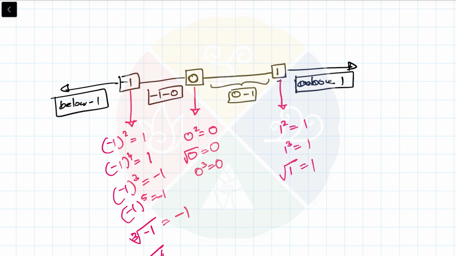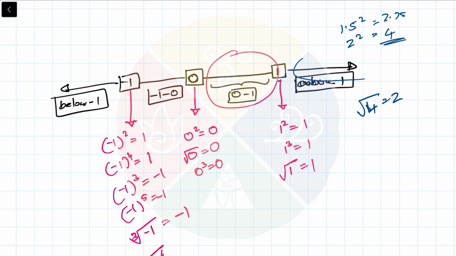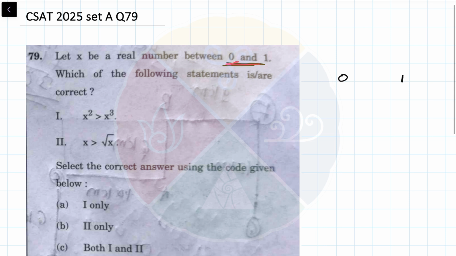Now if you take a number above 1, any square of a number above 1, like 1.5 squared or 2 squared, gives a bigger number than the original. 1.5 squared is 2.25, so the result is bigger. Similarly, if you take the square root of a number like 4, the result is smaller. But the question is asking about numbers between 0 and 1. That is the group we are focusing on.